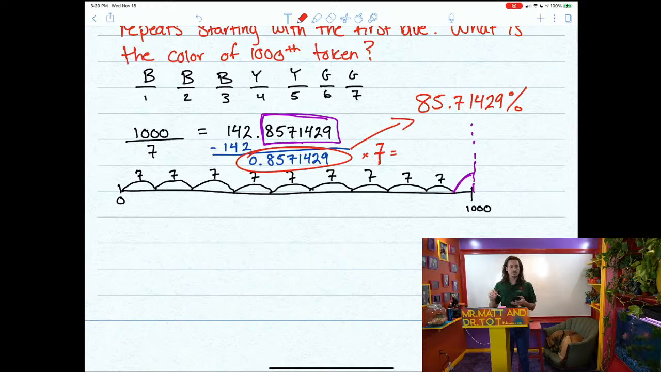Even though it can only display so many digits, the calculator has that exact value in its computation. And so if you just do times 7, that will give you exactly 6. What this represents is that this color pattern is repeated 142 times exactly with a remainder of 6 color positions at the end. So what this tells us is that the 1000th token is going to be in the 6th color position. So the 1000th token in this problem would be green.